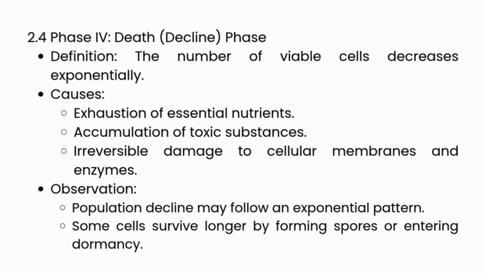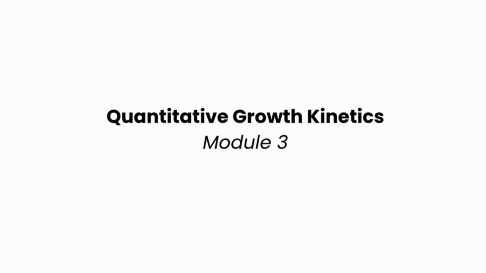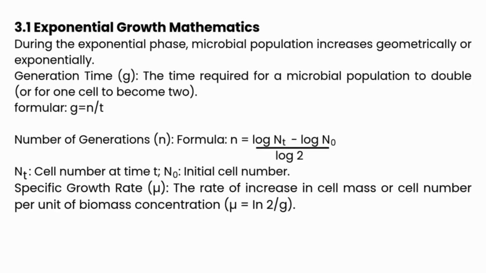Phase 4. Death, decline phase. The number of viable cells decreases exponentially. Causes: exhaustion of essential nutrients, accumulation of toxic substances. Irreversible damage to cellular membranes and enzymes. Observation: population decline may follow an exponential pattern. Some cells survive longer by forming spores or entering dormancy. Here's the bacterial growth curve. Quantitative growth kinetics. Kindly study exponential growth mathematics.